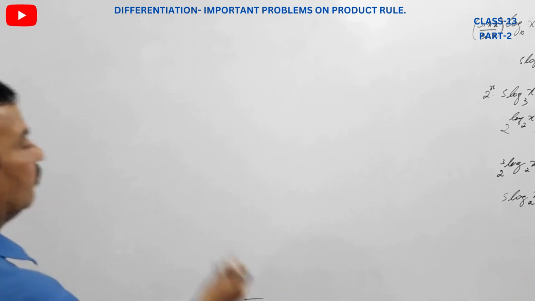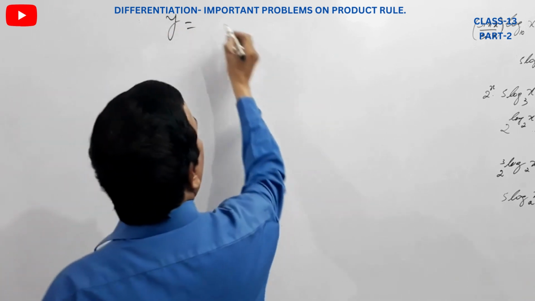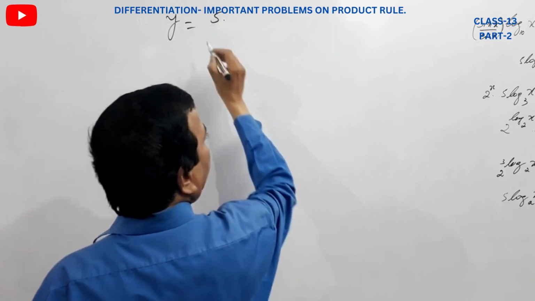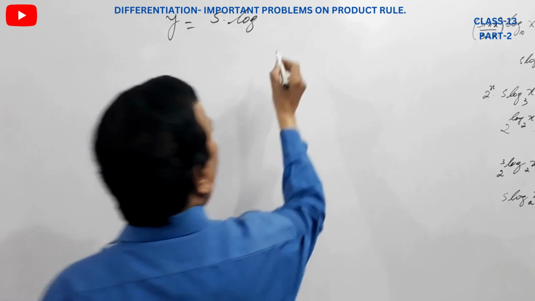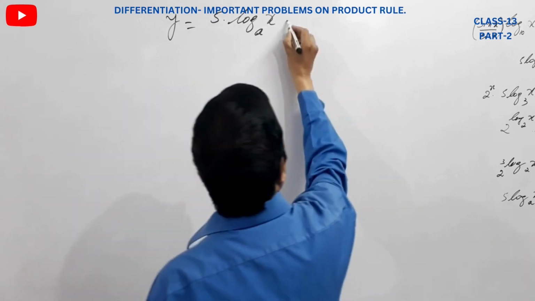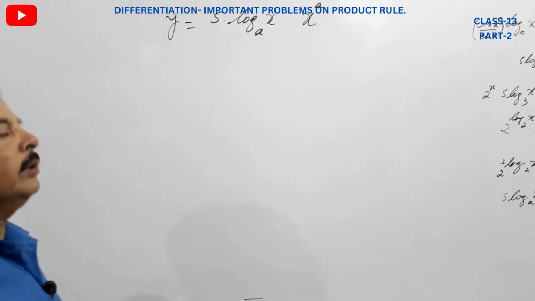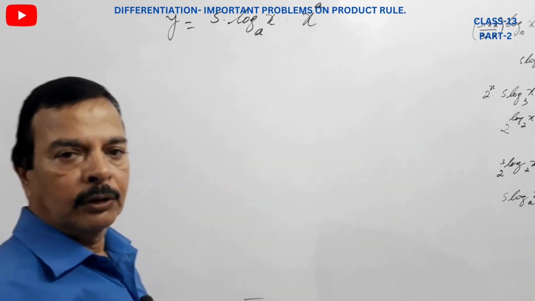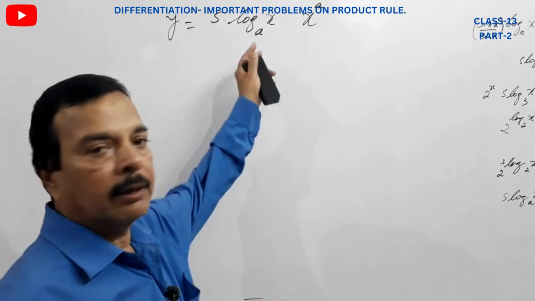Problem number 2. y equals 5 log x to base a into x to the power of a. So this is also a simple problem, but you should remember the formula, otherwise you can't proceed.